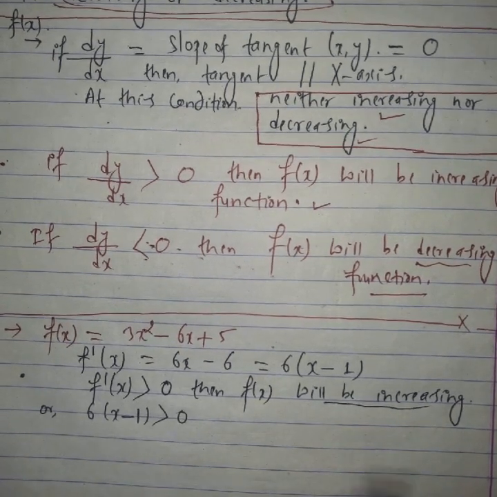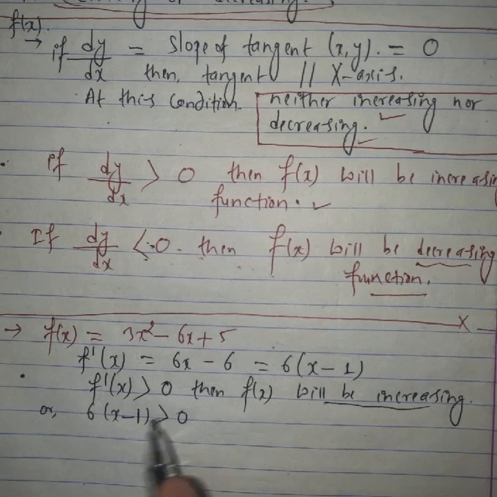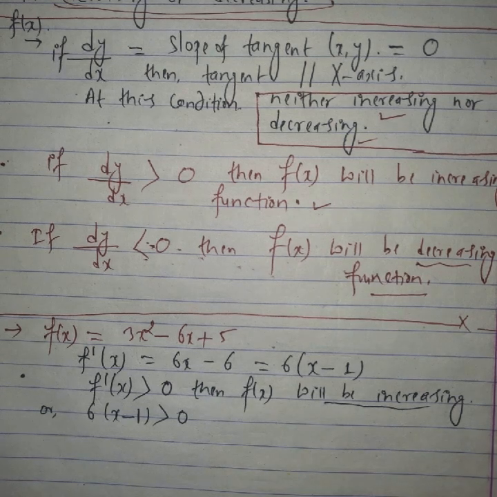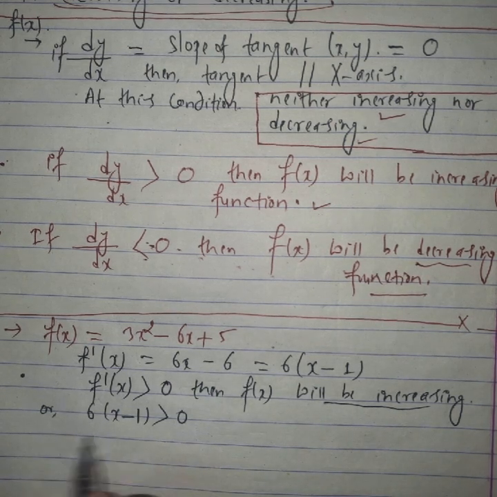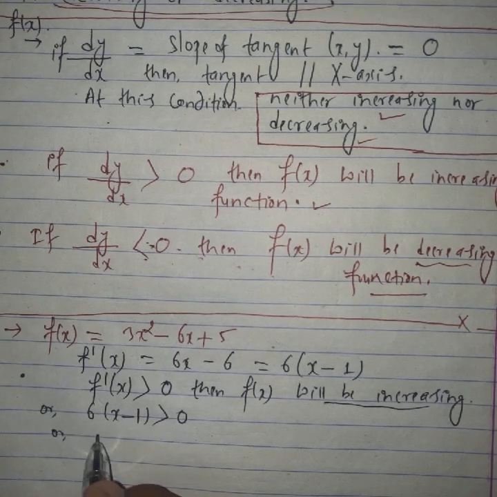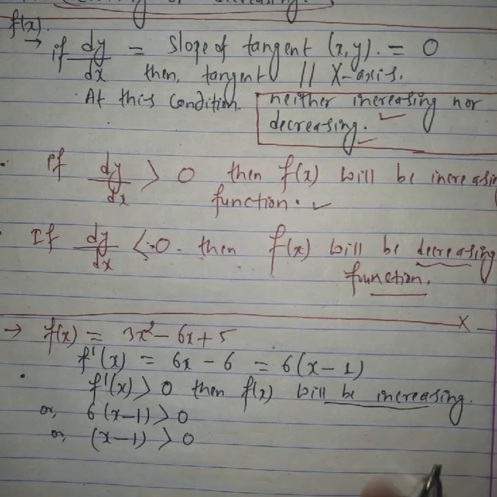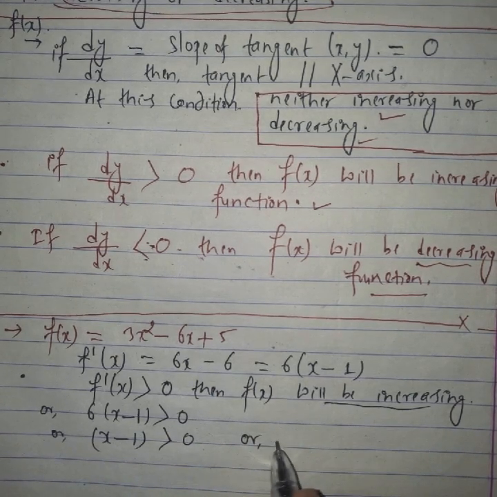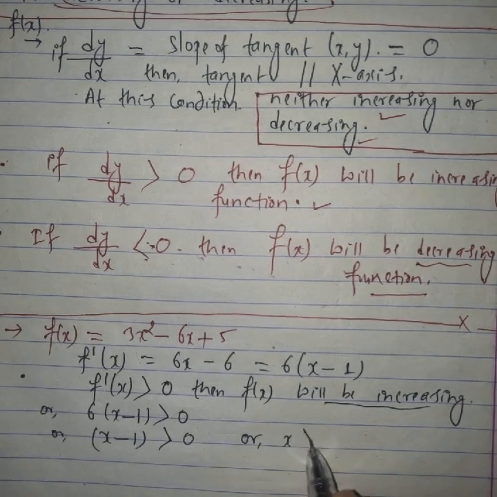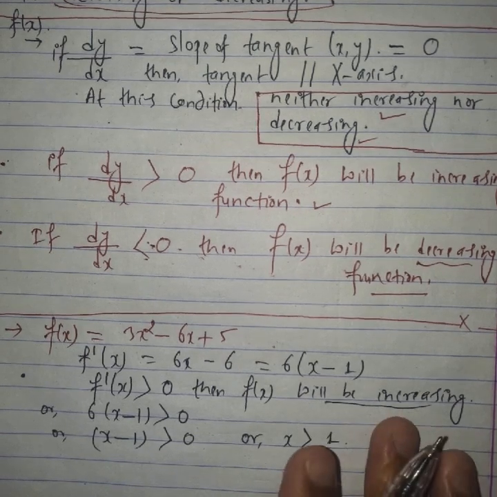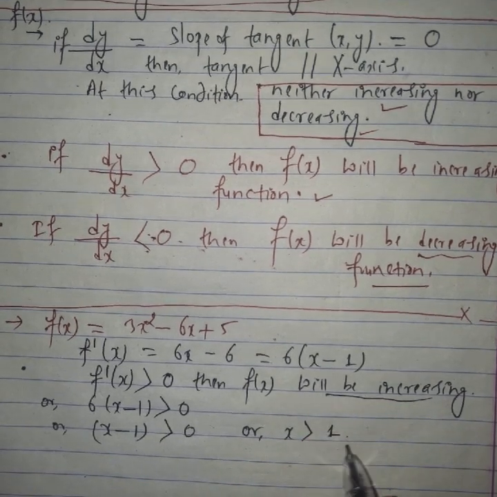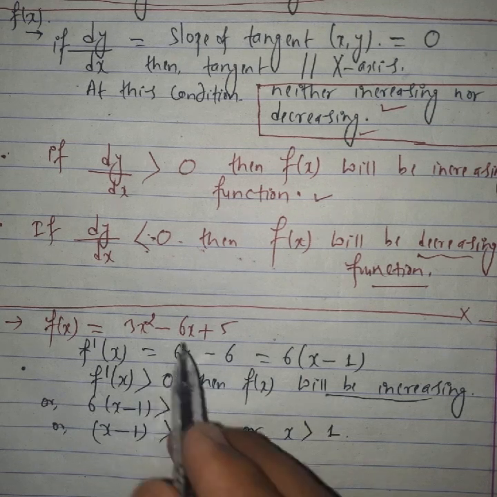Let's solve this inequality for finding the interval on which the function will be increasing. Let's simplify this inequality. Let's divide both sides by 6, and our expression will be x minus 1 greater than 0, or this can be further written as x greater than 1. For all values of x greater than 1, the function f of x will be increasing.